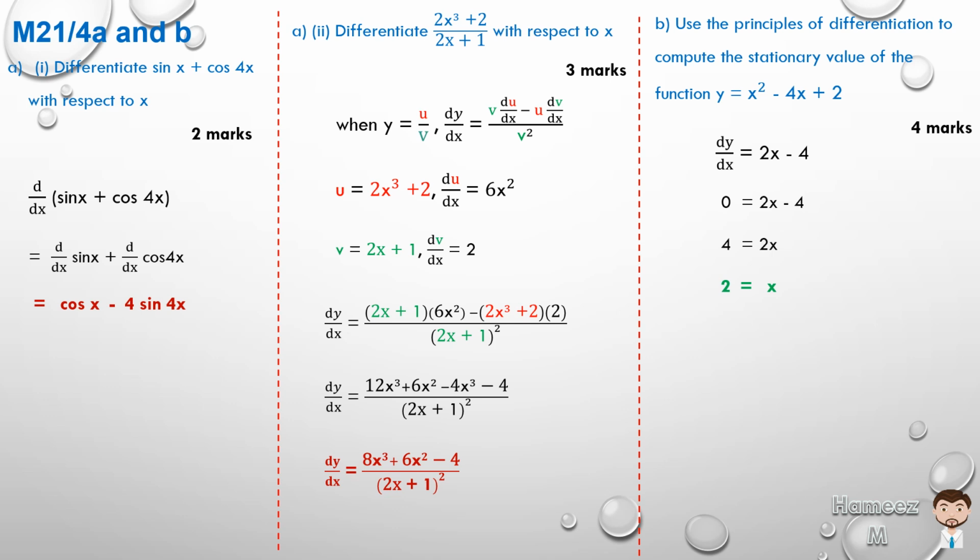And since we want to find the coordinates, then we need to find the y value. So let's write the equation y is equal to x squared minus 4x plus 2 and substitute x is equal to 2 into there. So it will give us y is equal to 2 squared minus 4 by 2 plus 2. 2 2s are 4, minus 4 2s are 8. 4 minus 8 is minus 4, plus 2 is minus 2. So y is equal to minus 2. As such, the coordinates of the stationary point for this quadratic curve is (2, minus 2).